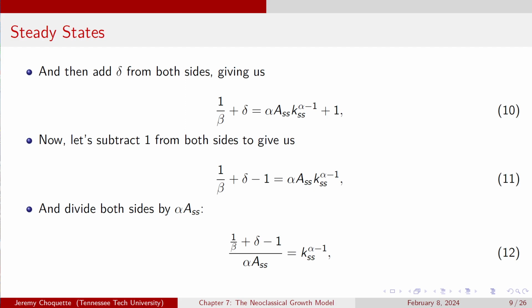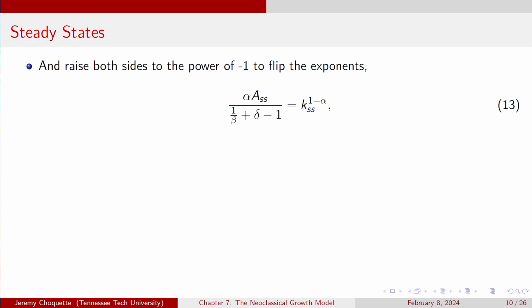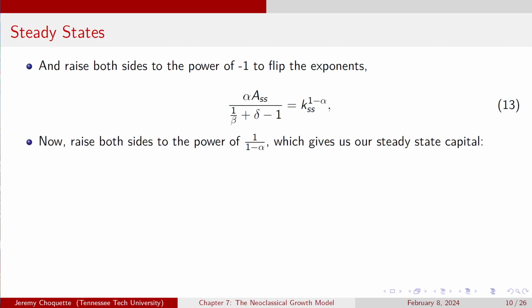You don't want that. Why don't we want that? Because K_SS would be in the denominator there. We want K_SS to be in the numerator. So if we want K_SS to be in the numerator, what do we do? Well, if we raise both sides to the power of negative 1, which we can do, what I do is flip the numerator and the denominator. So I'm going to do just that, and now the exponent becomes 1 minus alpha instead of alpha minus 1. So I raise both sides to the power of 1 over 1 minus alpha, and that gives me steady state capital. But this is still a little messy looking.